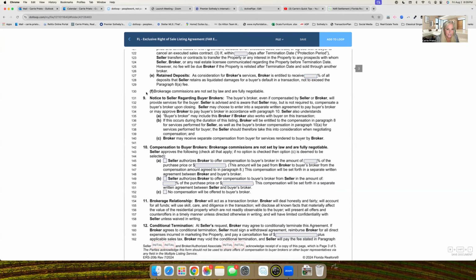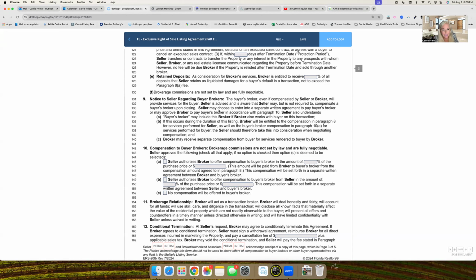Now, Section 9 is new. It is a disclosure, simply explaining notice to sellers regarding buyer brokers. The buyer's broker, even if compensated by seller or broker, will provide services for the buyer. The seller is advised and is aware that the seller may, but is not required, to compensate a buyer's broker upon closing. The seller may choose to enter into a separate written agreement to pay buyer's broker, or may approve the broker, i.e. Premier Sotheby's in this case, to pay the buyer's broker in accordance with paragraph 10, which we'll look at in a moment.